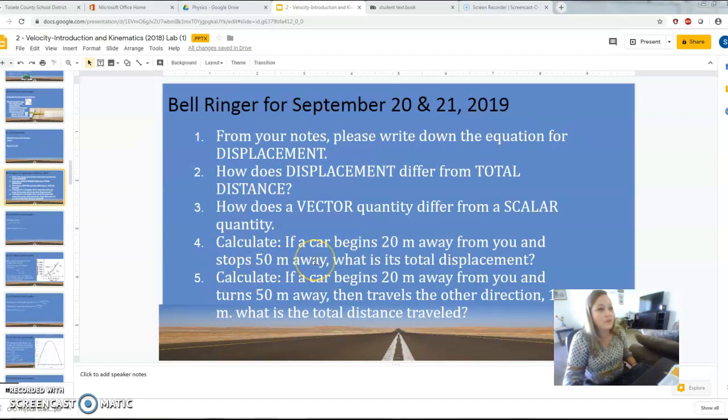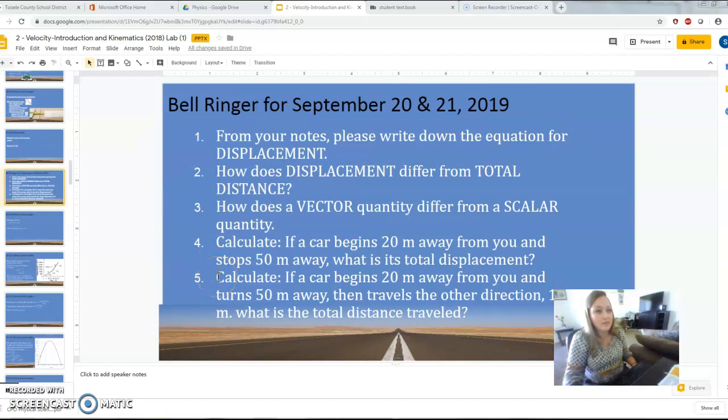First question says, if a car begins 20 meters away from you and stops 50 meters away, what is its total displacement? My hint for you is make sure that you define where the zero is in your relativity. Draw your number line and then use your displacement equation that you looked up from your notes in number 1.